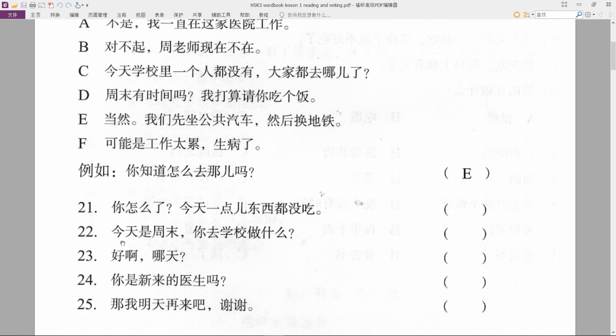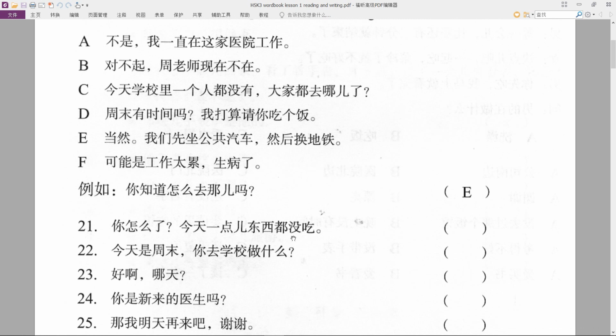22. 今天是周末, 你去学校做什么? 今天是周末, today is the weekend. 你去学校做什么? You go to school to do what? So what do you do going to school? Which one do we choose? This one is quite tricky. Actually, we need to choose C.